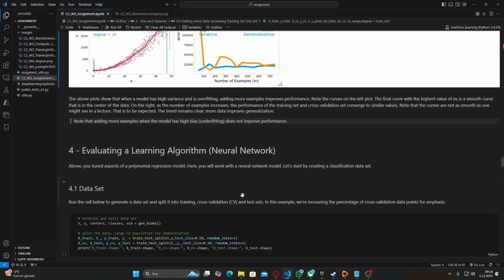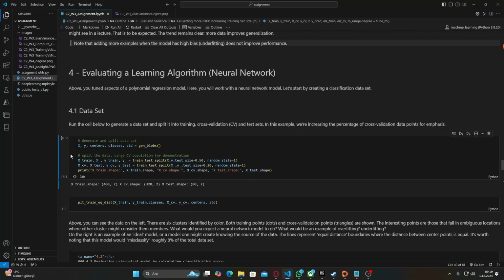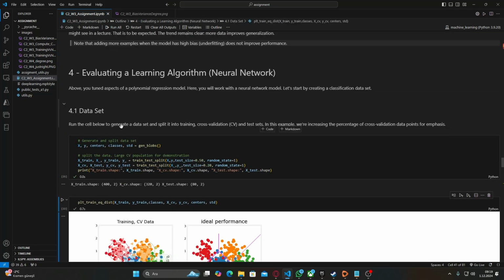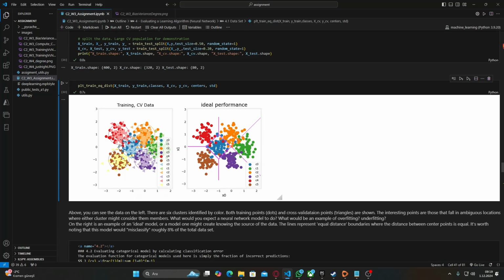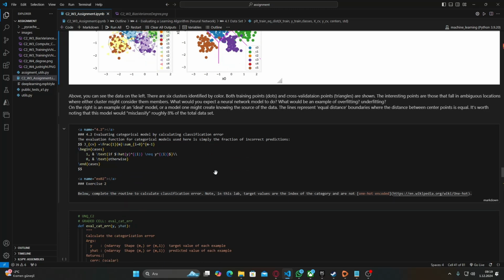Evaluating a learning algorithm, neural networks. Above, you tuned a polynomial regression model. Here you will work with a neural network model. Let's start by creating a classification dataset. And here is simply a classification. In here, we are dividing it into training, cross validation, and test sets. We're just splitting this sample into training and ideal performance in here.